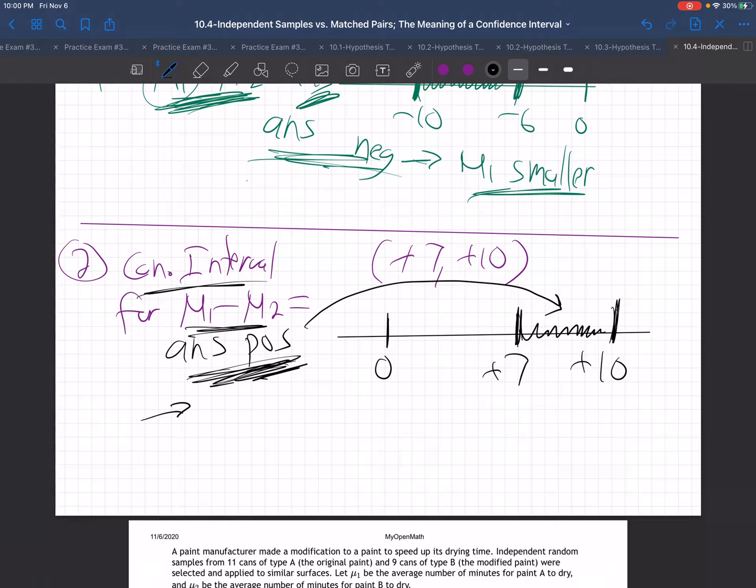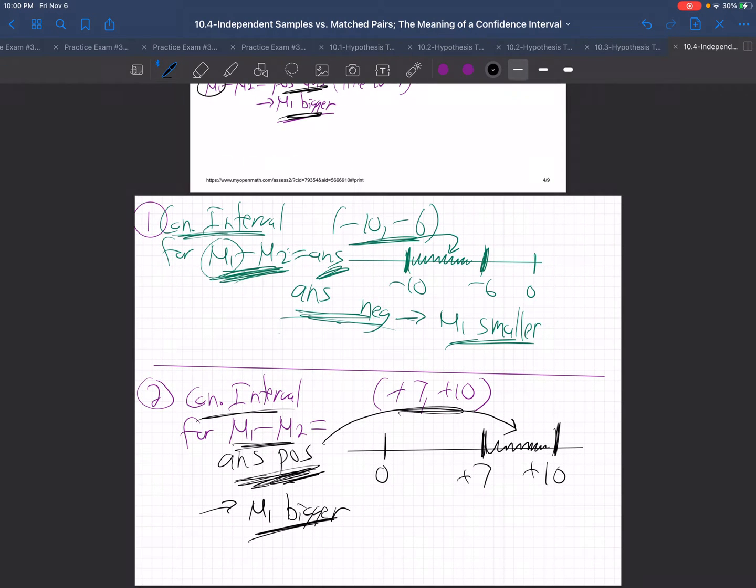How do you subtract two things? The only way you're going to subtract two things to get a positive answer is if the first number is bigger. Mu1 must be bigger. That's case 2. If the confidence interval has all positive numbers, then the first number must have been bigger. If the confidence interval has all negative, then the first number must have been smaller, right?